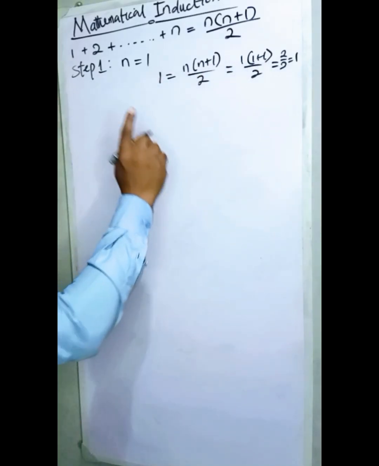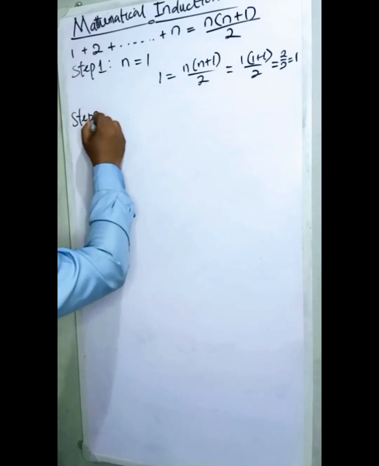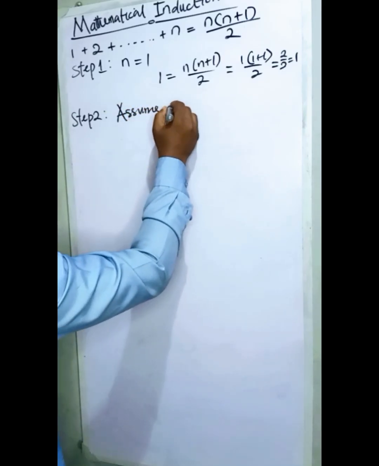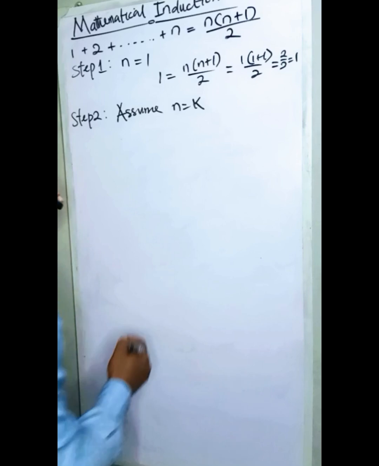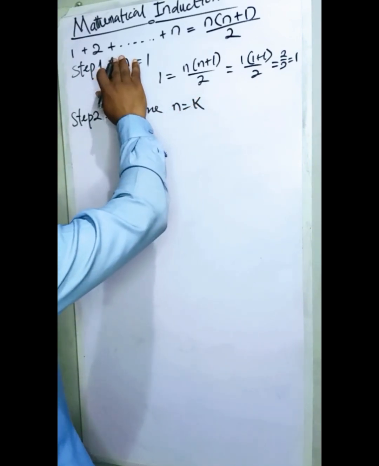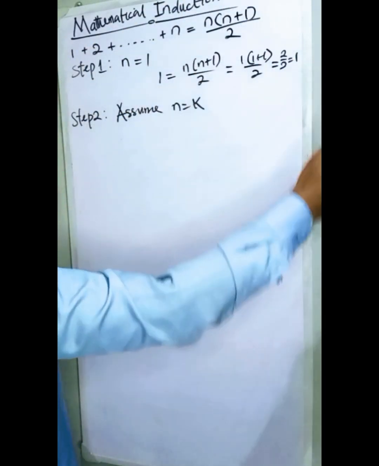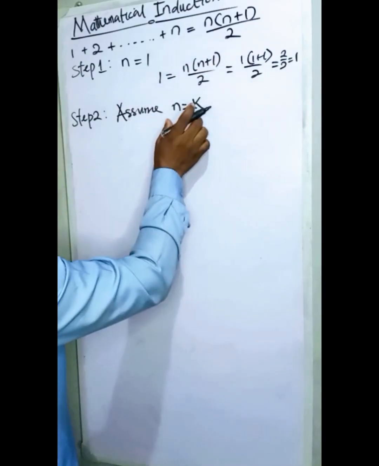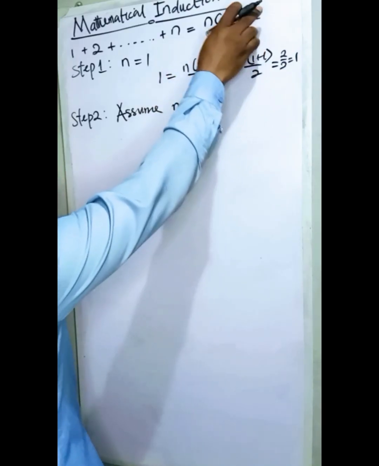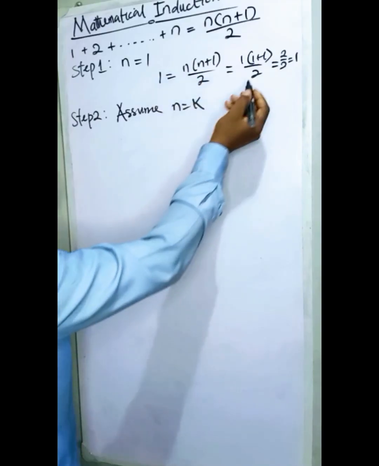The next thing we're going to do is assume, step 2. We're going to assume that n equals k. This assumption is made because we want to give consideration to terms that are greater than the first term. It could be the 30th term, the 40th term, the 50th term. We want to assume that if we plug in k into this formula, it would give us just what we got here.